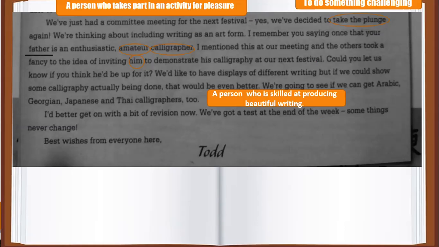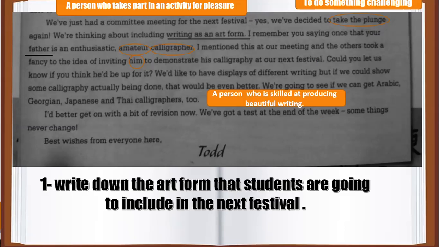So in this paragraph, we know that the festival committee wants to invite Lee's father to come to the next festival. Why? To show his calligraphy. As you know, Lee's father is a calligrapher, so they want him to come and show his calligraphy to the audience. Okay, the first question. Write down the art form that students are going to include in the next festival. They decided to include another art form in the next festival. As you know, in the first unit, they include dancing, music, okay? They include literature. Here, they want to include another art form, which is writing as an art form. Any question?